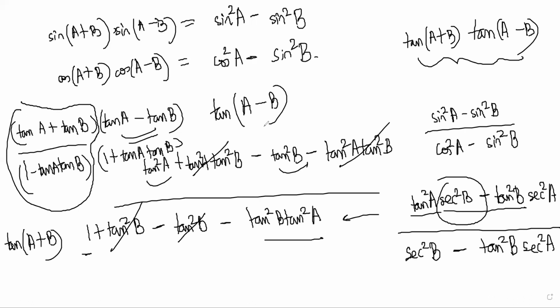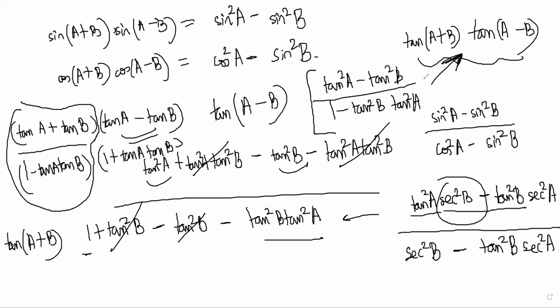Okay, that didn't help much because we have gotten back the whole thing. I was hoping that you would get tan A plus B into tan A minus B is tan square A minus tan square B. What we are getting is basically tan square A minus tan square B by 1 minus tan square B tan square A. This is what it is equal to. Anyway, the first two identities are super important, these two.